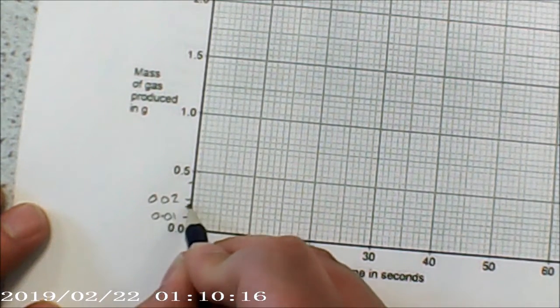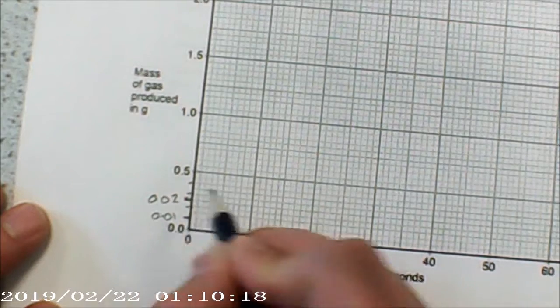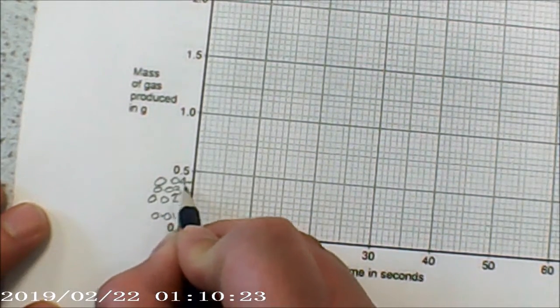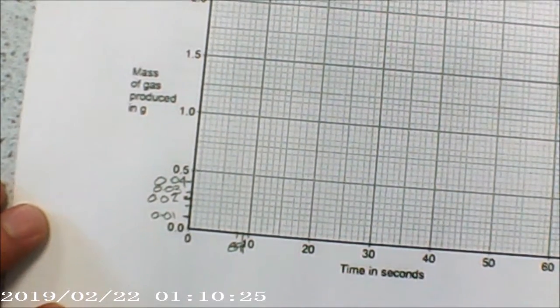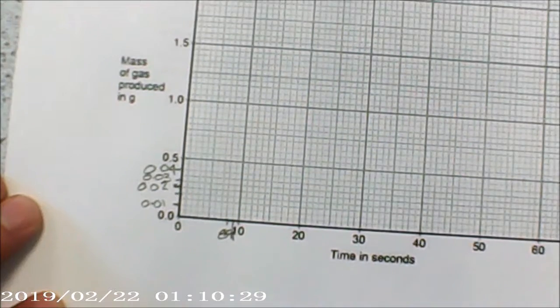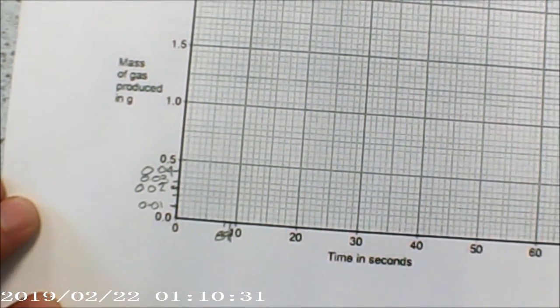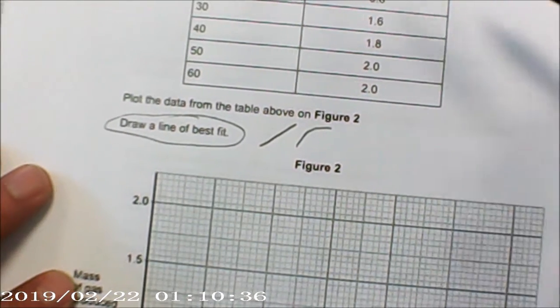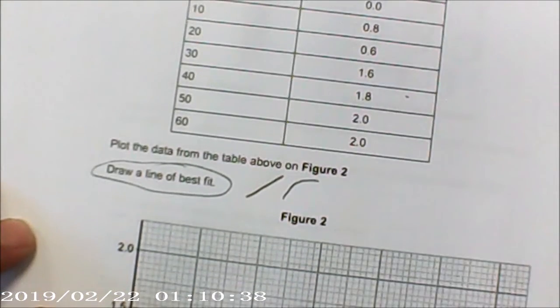Sorry, I did that a bit too high, so that's 0.02, that's 0.03, and that's 0.04. Okay, so annotate your graph, put that on your graph if that helps. You will not lose marks for doing that. So I then just have to take the results from here and plot them onto my graph.